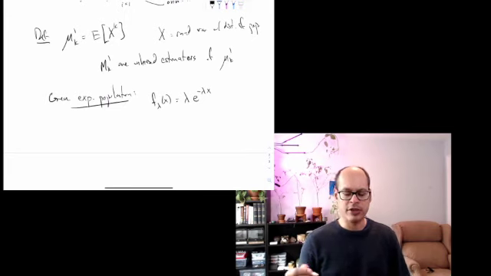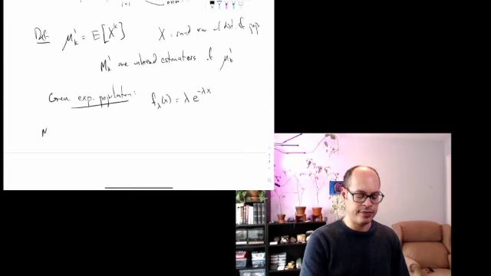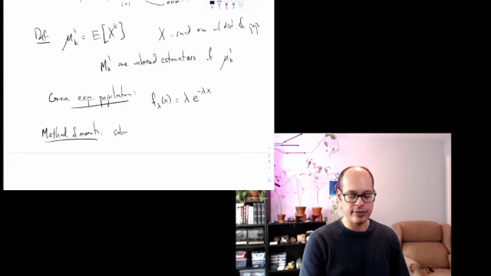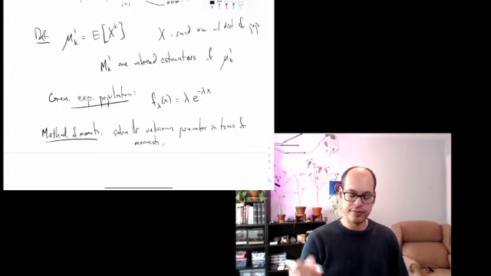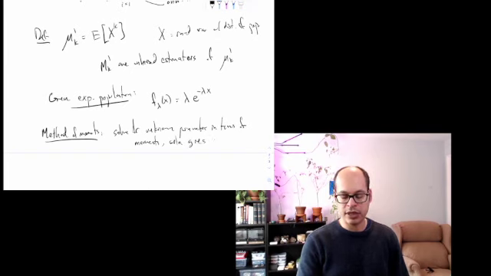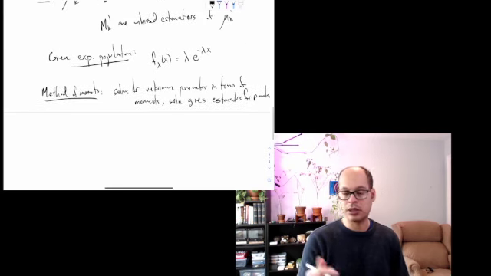The method of moments, let me just say it first, is that we solve for unknown parameters in terms of moments, and then the solution gives estimators for the parameters. Okay, so let me give an example really quick.